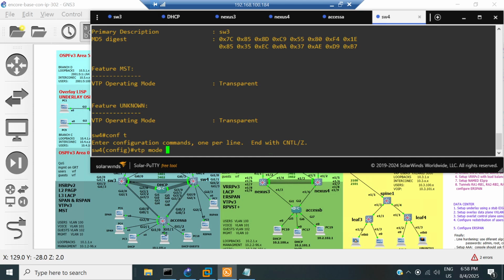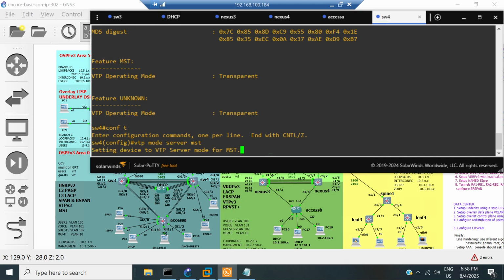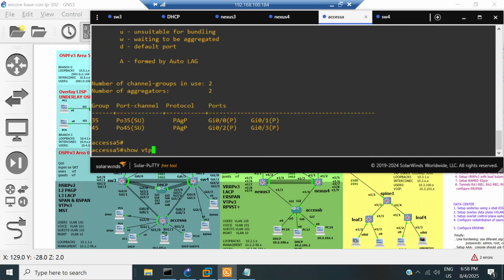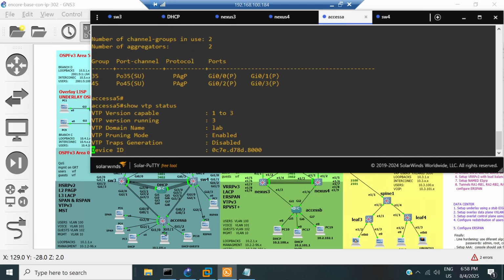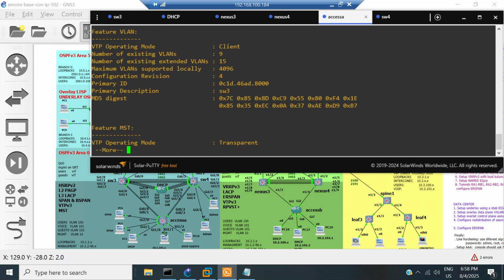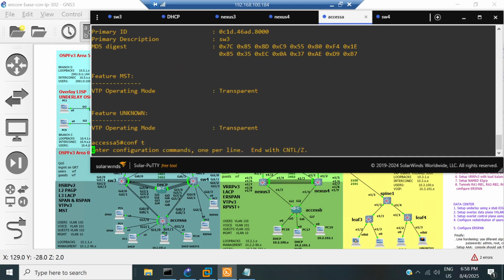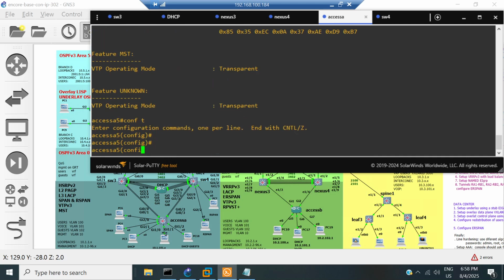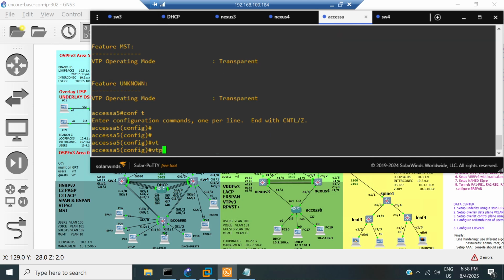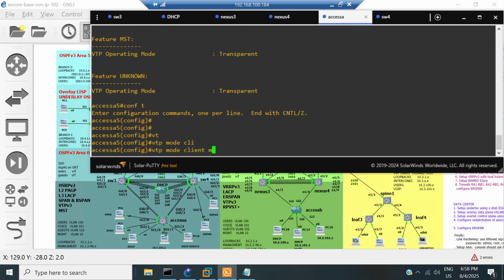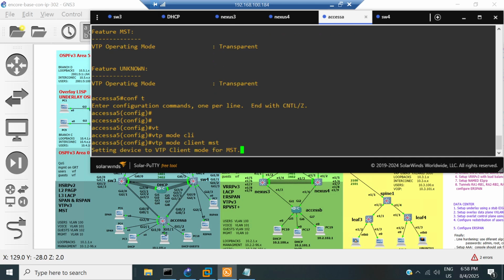VTP mode MST server for MST, and the access switch, show VTP status. So in this case, MST is in transparent mode, so let's put it in VTP mode client for MST. So in this way, what I am doing is setting up VTP, so I have only to configure MST once, and all other switches will get the configuration.